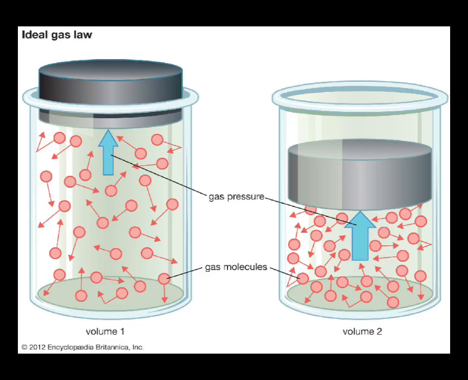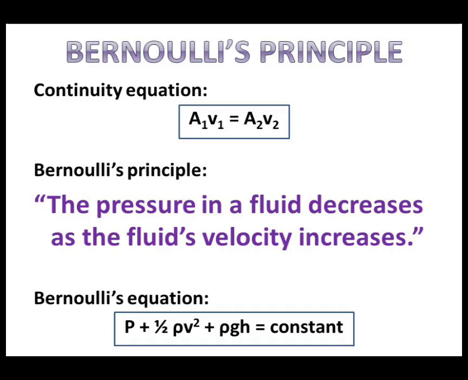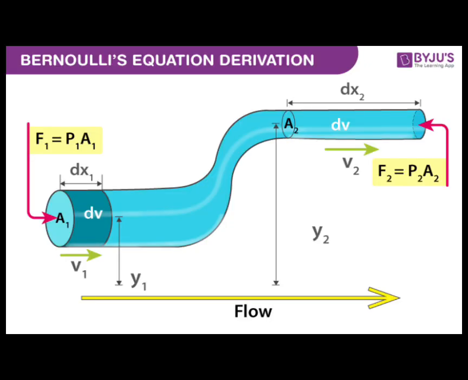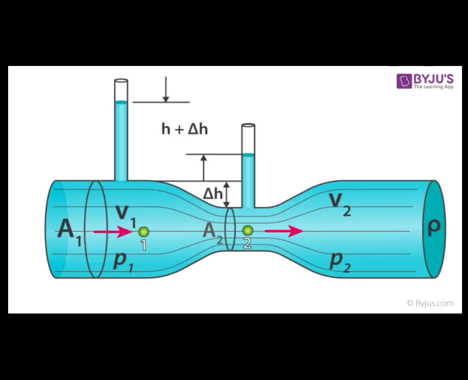First, Bernoulli's equation. Bernoulli's equation describes the conservation of energy in a steady, incompressible, and inviscid flow. It relates pressure, kinetic energy, and potential energy of the fluid along a streamline. The formula is P plus half rho V squared plus rho g h is equal to constant, where P is pressure, rho is fluid density, V is fluid velocity, g is acceleration due to gravity, and h is height.